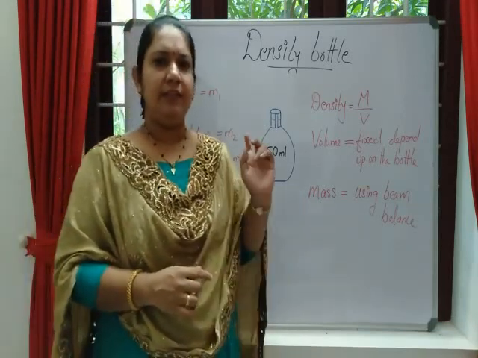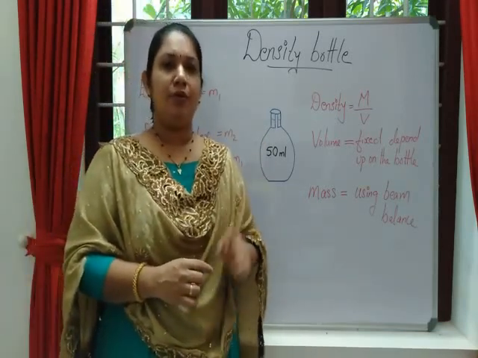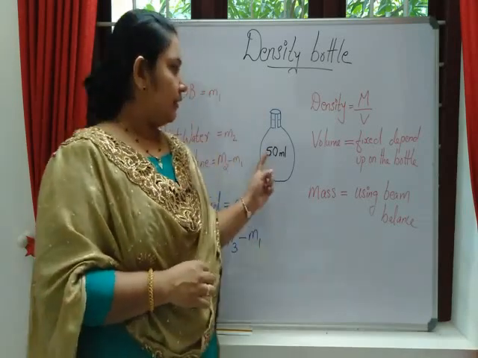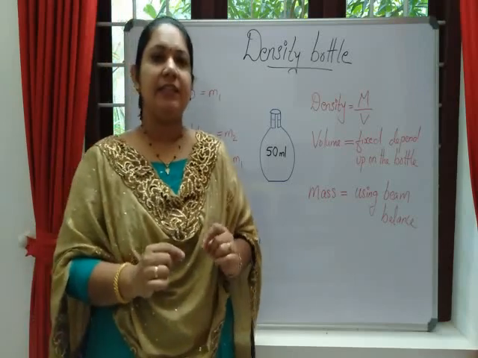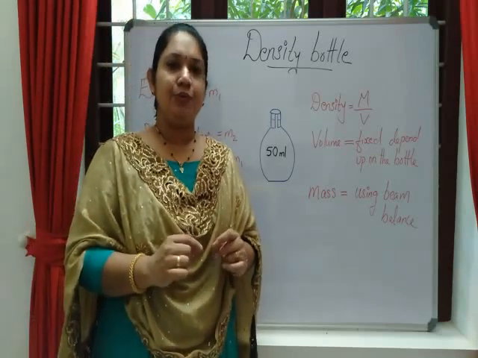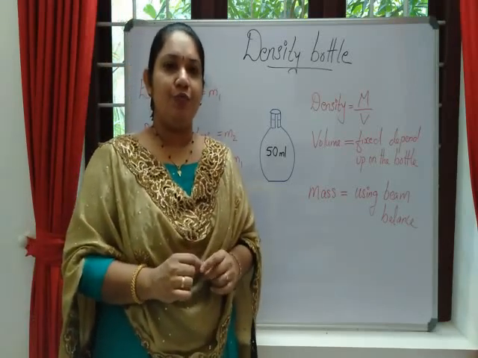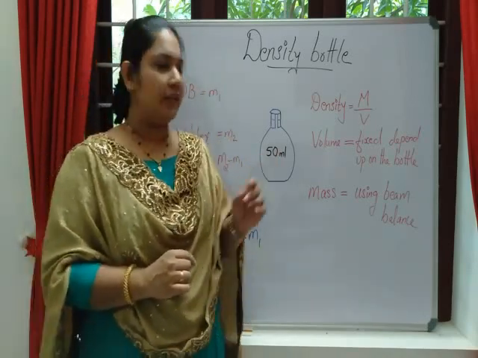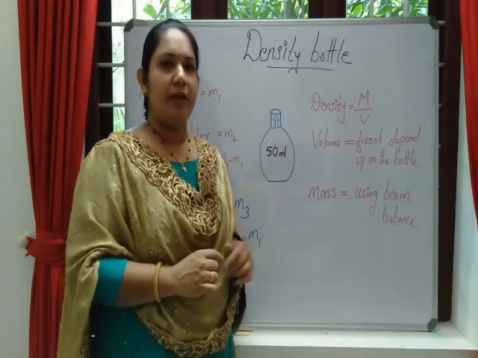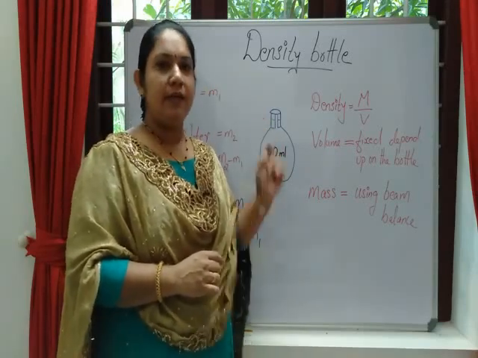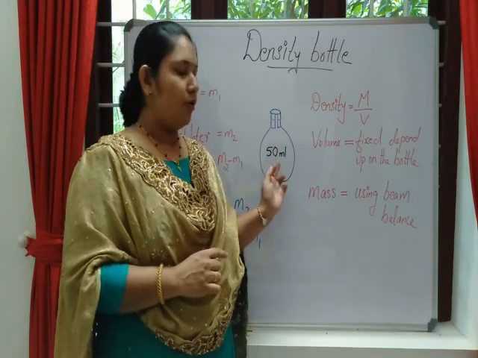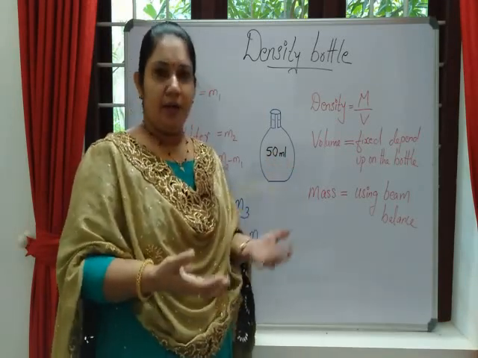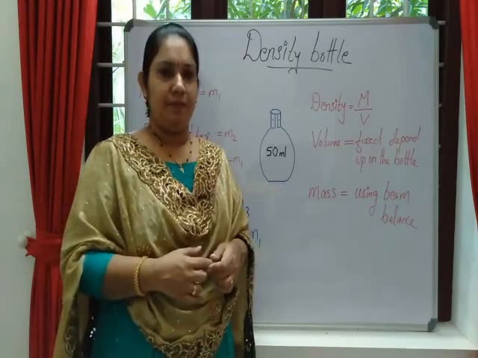Density bottle. This density bottle is also known as specific gravity bottle. It is a specially designed bottle which is used to determine the density of a given liquid. The density bottle is made of glass and has a small glass stopper at the top towards the neck. And a density bottle has a fixed volume. For example, it can be of 50 ml, 100 ml, 200 ml and so on.